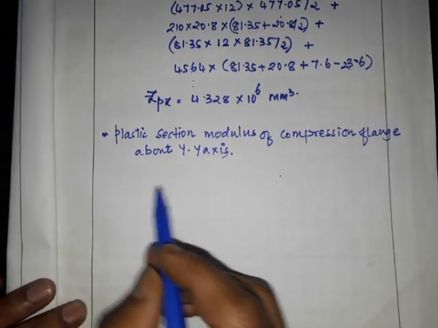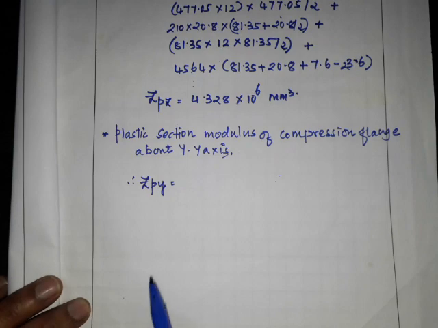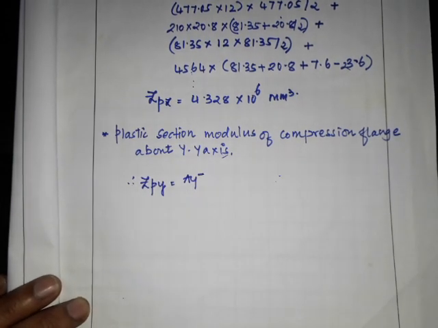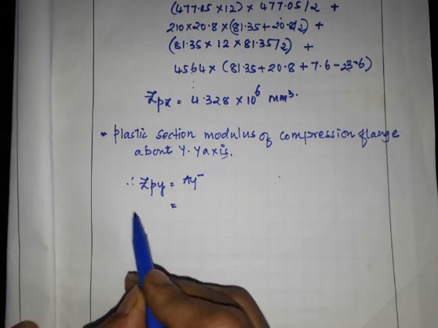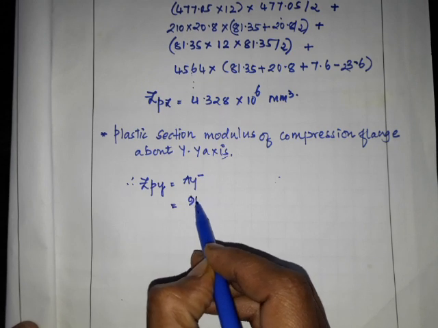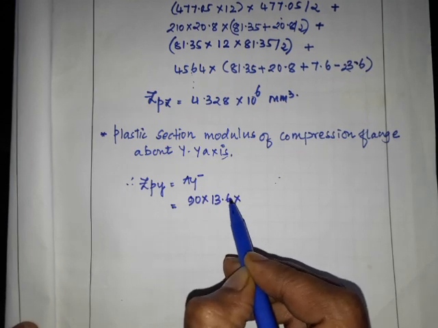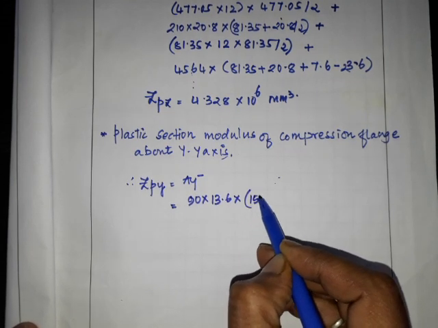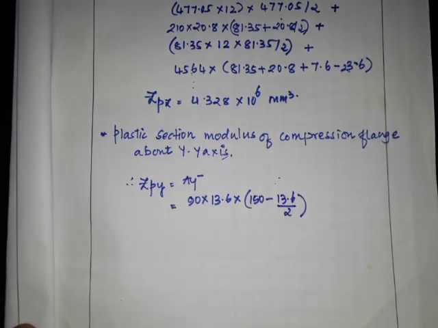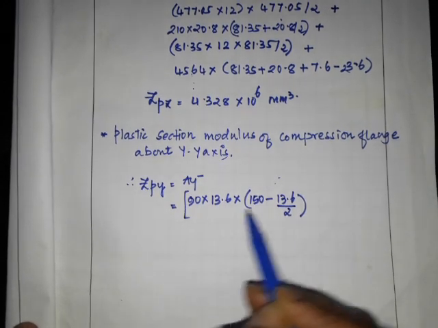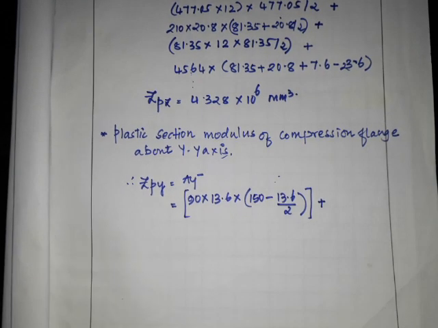So the plastic section modulus about the y-y axis, ZPy, is equal to A into y bar. Again it is A into y bar. Here the area is 90 into 13.6, and y bar is 150 minus 13.6 divided by 2. This is for the flange of the channel section.